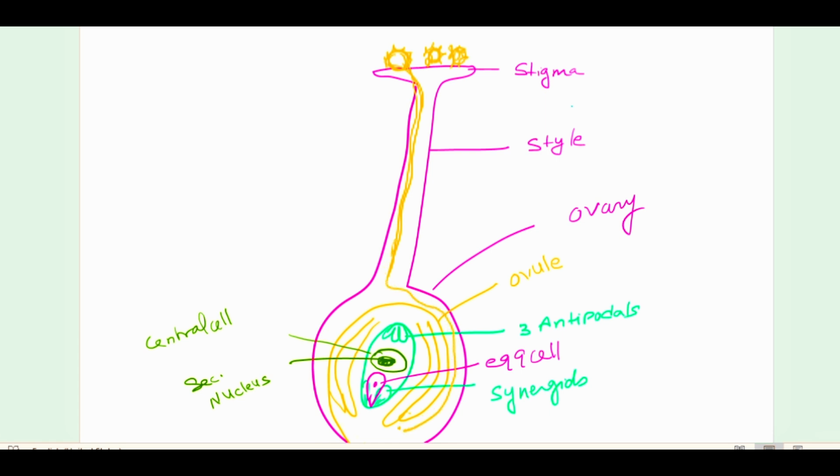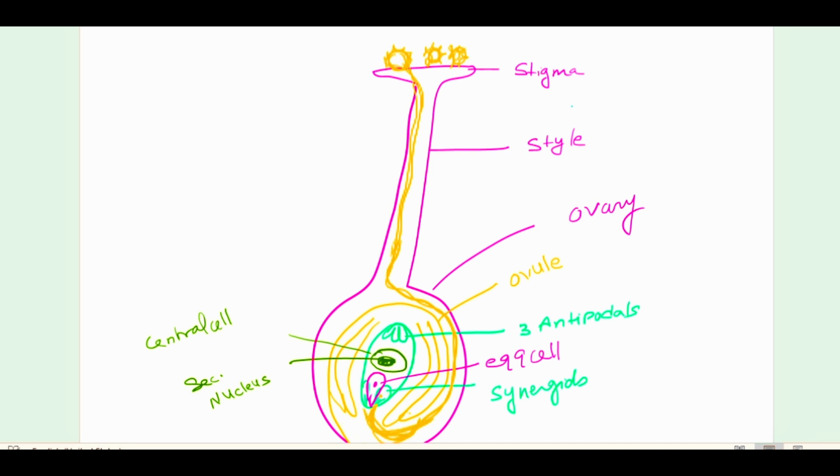So we have to draw this pollen tube with the help of any color you can use. I have used yellow, but in a copy, yellow color will not be that clear. So you can use any color. Now this pollen tube is entering inside the embryo sac with the help of the filiform apparatus.